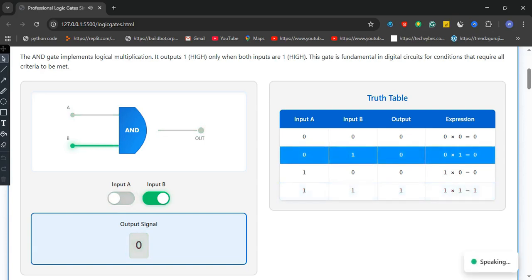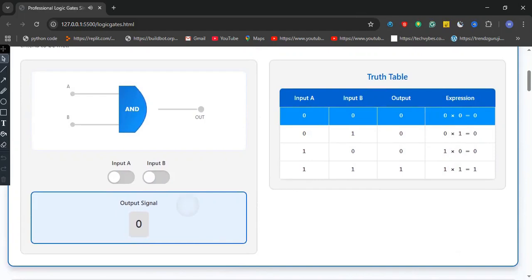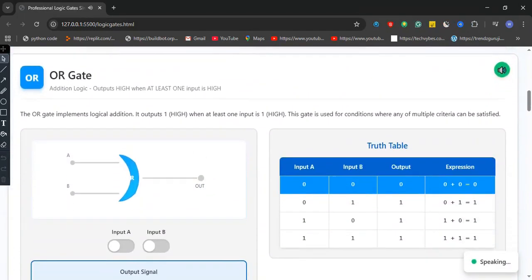AND gate input A is set to low. At least one input is low, so AND gate output is low. AND gate input B set to low. At least one input is low, so AND gate output is low.